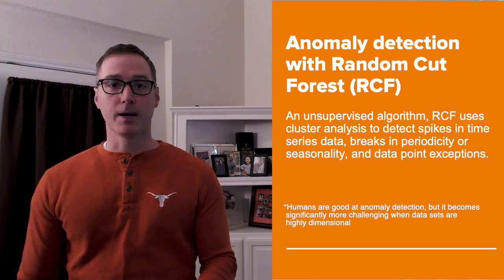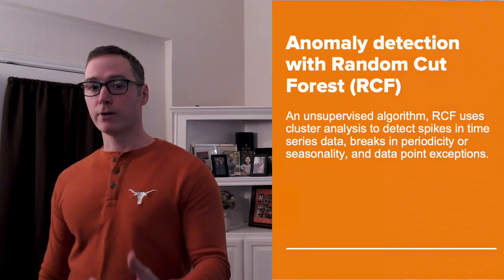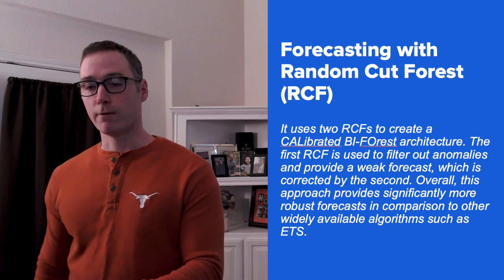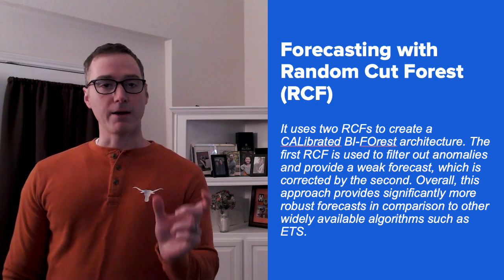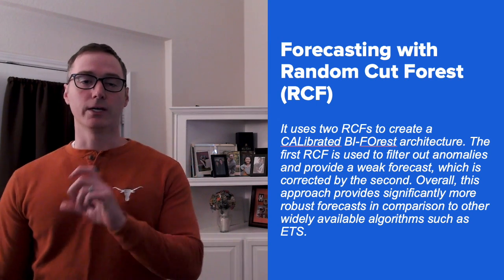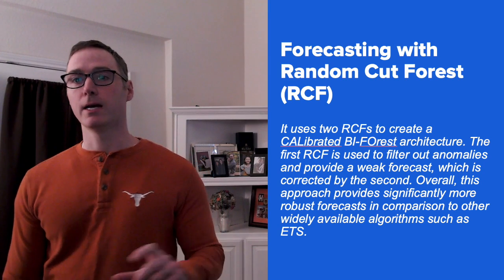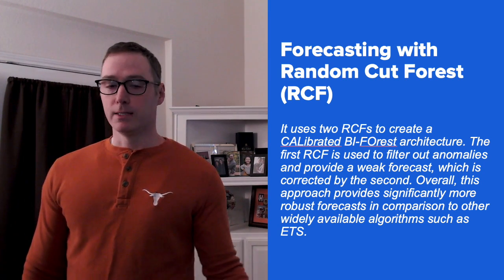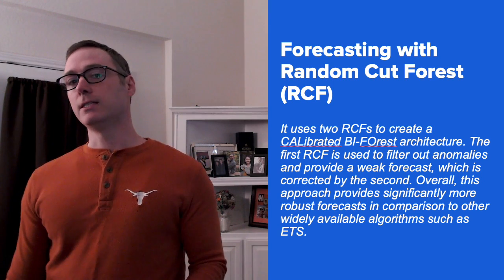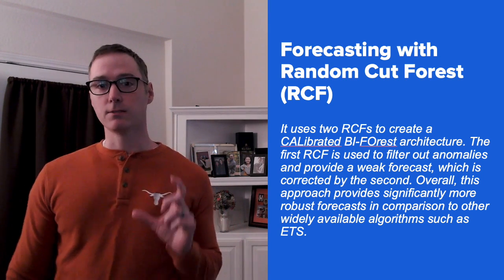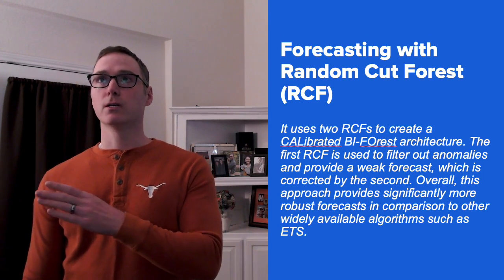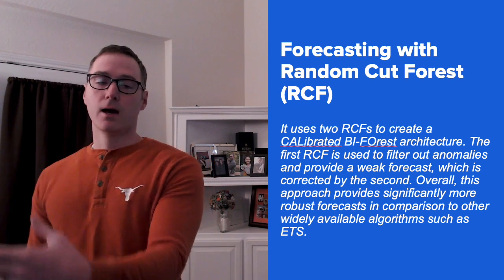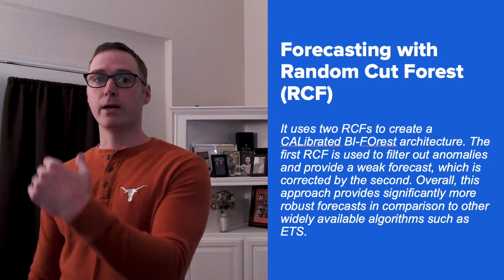Pretty powerful stuff. Another example is forecasting. Amazon Quicksite also uses random cut forest, but in a bifocal way. They do a first pass, which creates what's called a weak forecast, and then they do another random cut forest, which improves the accuracy significantly over a traditional ETS type forecasting model. And again, this is visualized, which is really good for trends and analysis. If I'm looking out 30, 90, 180 days, am I trending in a way that I want to?